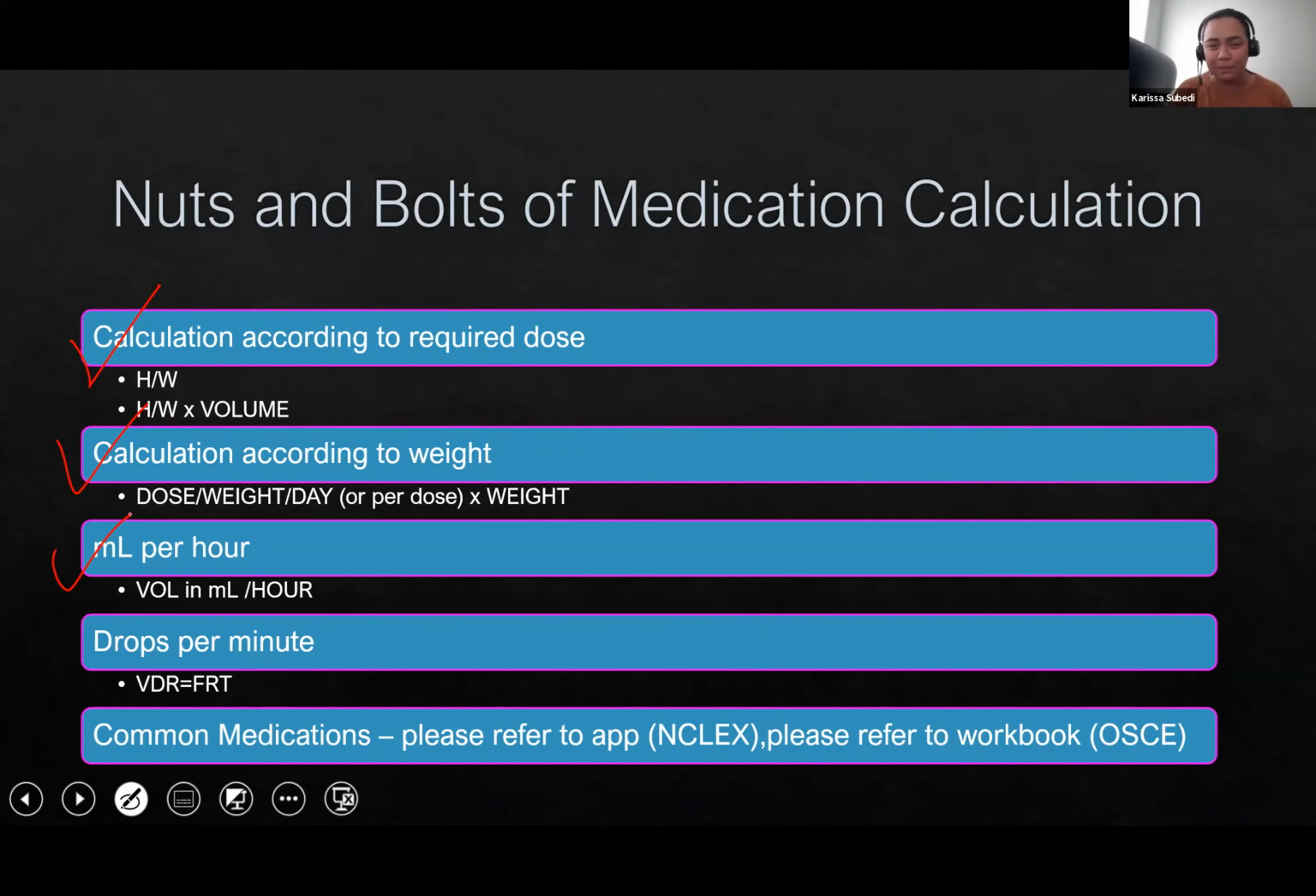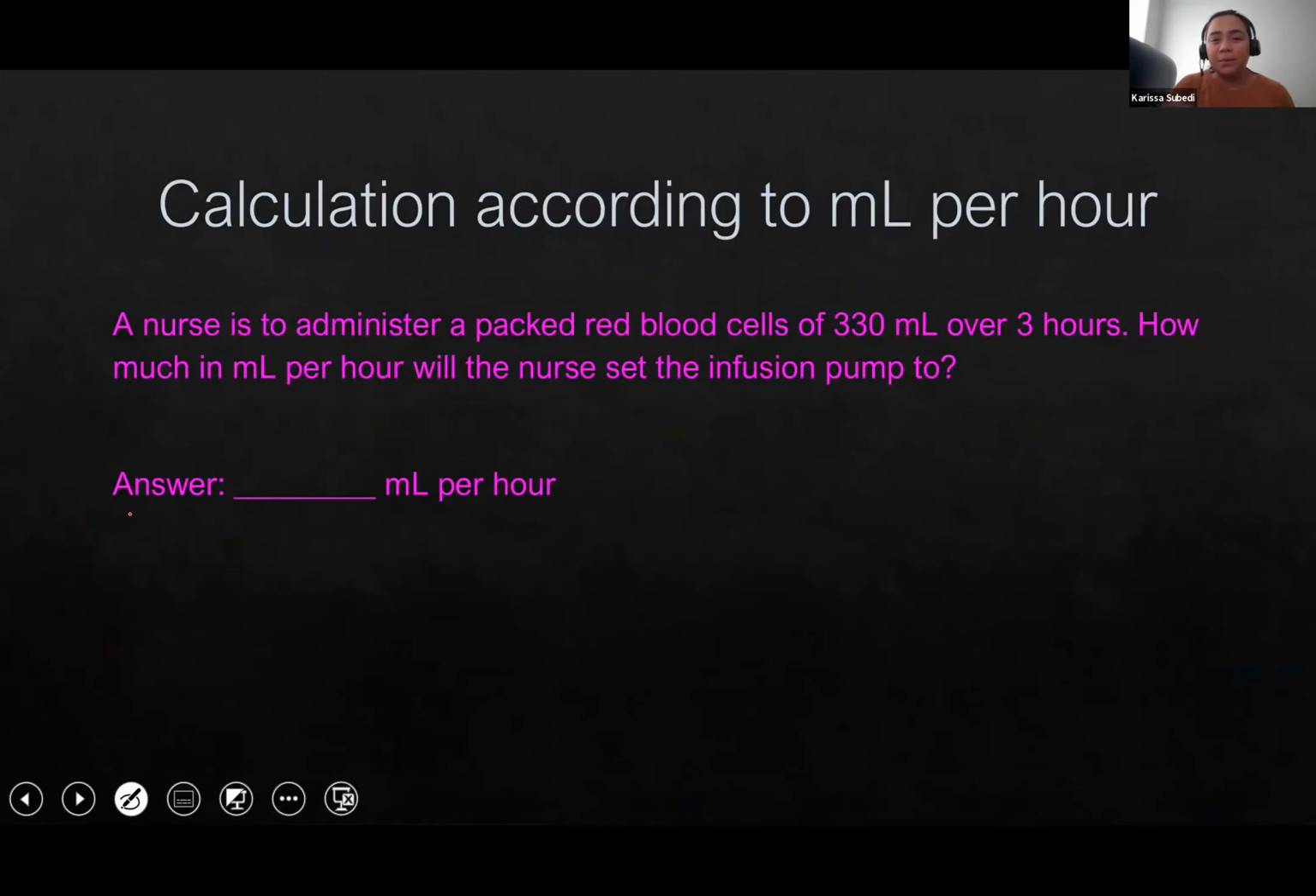Okay, let's go to mL per hour. Very obvious, the formula is volume over time. Because we're looking into mL per hour, our volume should be in mL and our time should be in hours. So let's have a look at this one. A nurse is to administer packed red blood cells of 330 mL over 3 hours. How much in mL per hour will the nurse set the infusion pump to?